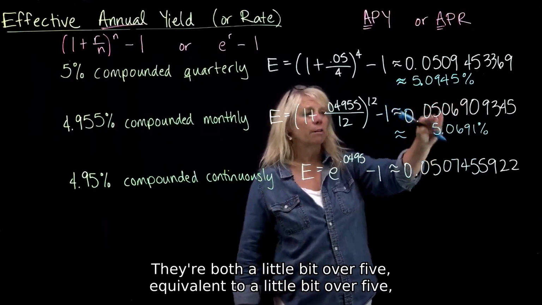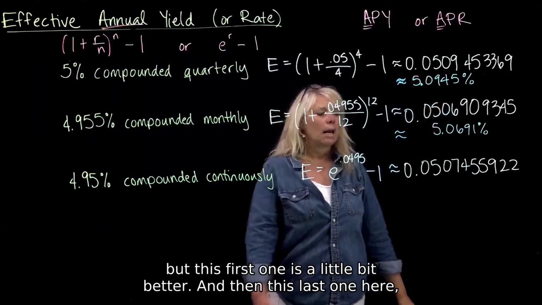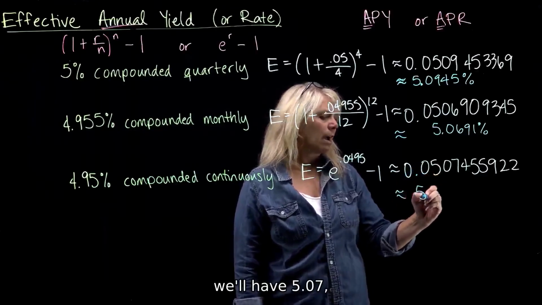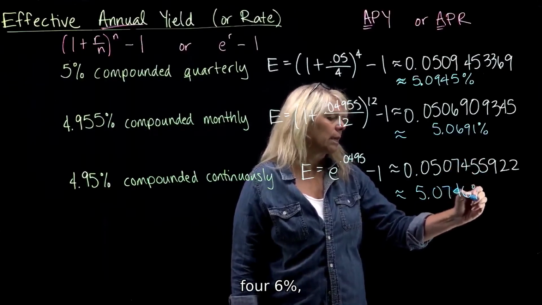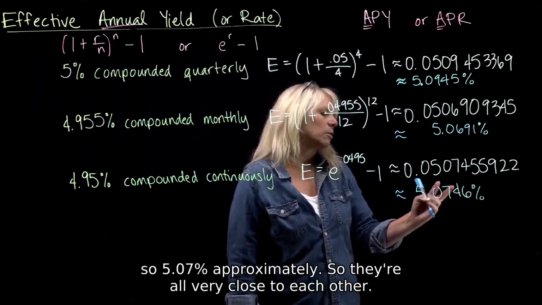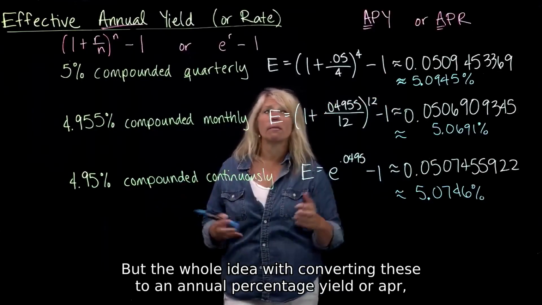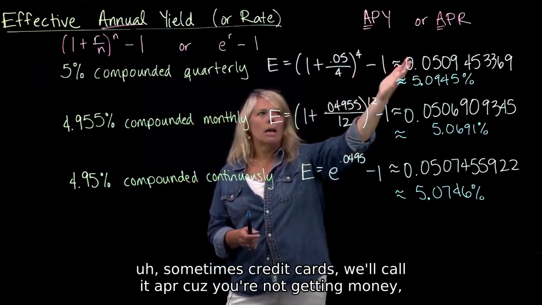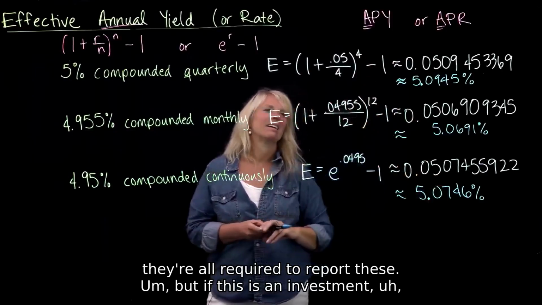Comparing those two, they're both equivalent to a little bit over 5, but this first one is a little bit better. And then this last one, if I convert that to a percent, moving 2 spaces over, we'll have 5.0746%. I just kept 4 digits after the decimal in the percentage here, so 5.07% approximately. They're all very close to each other, but the whole idea with converting these to an annual percentage yield, or APR, as credit cards sometimes call it because they're charging you money, is that they're all required to report these.